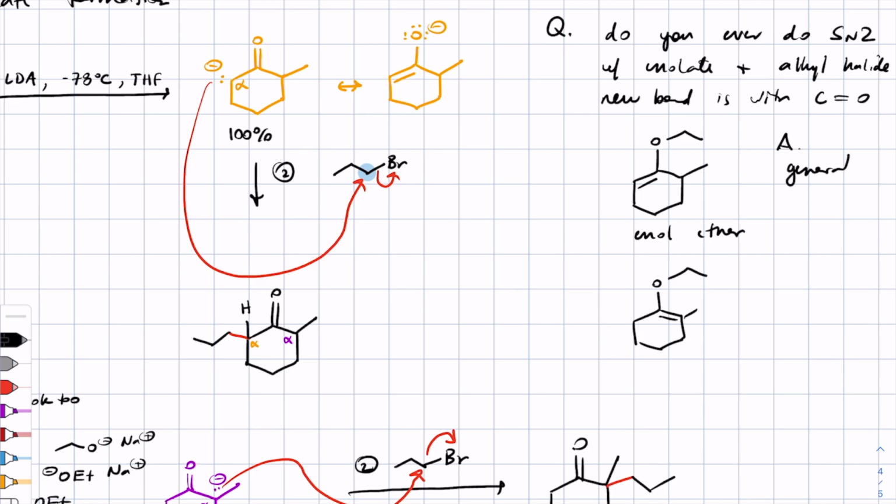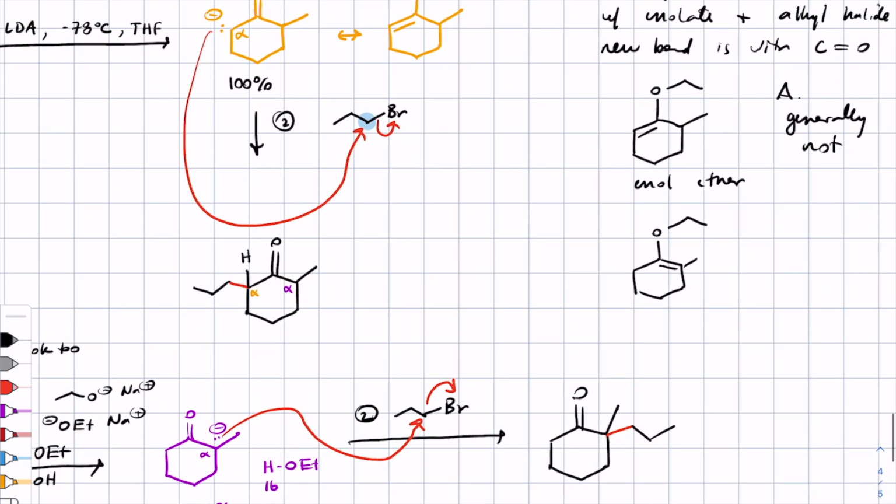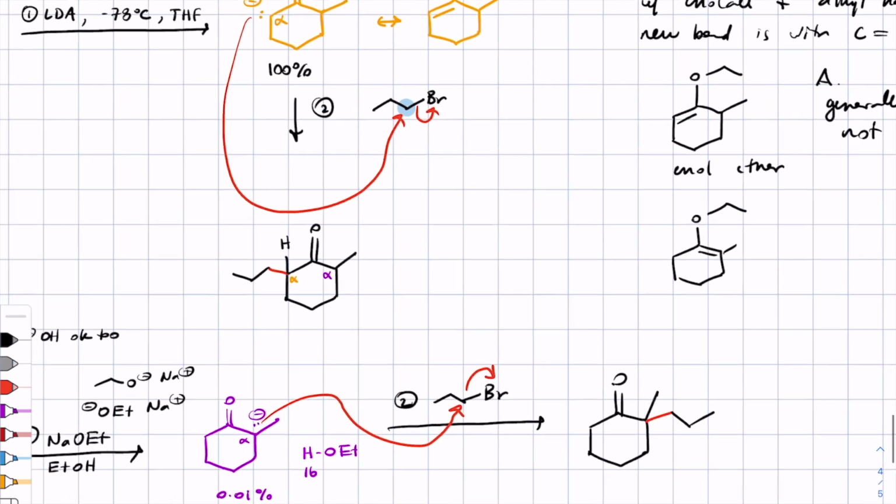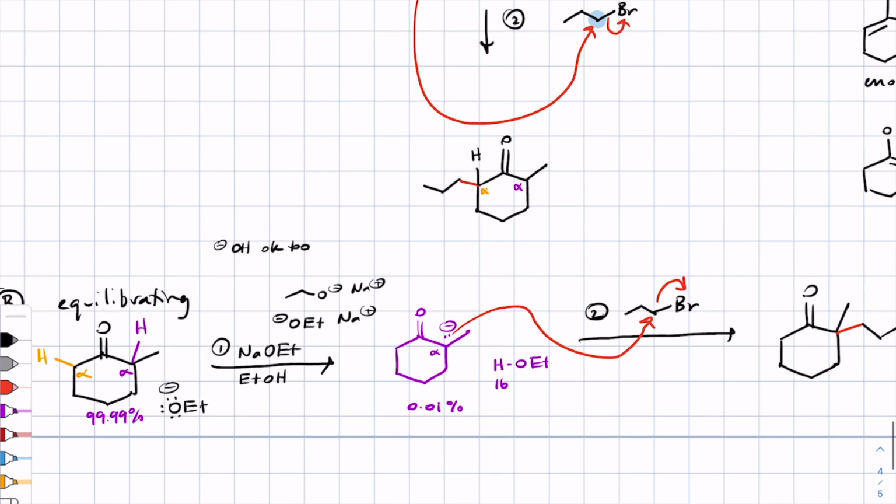And I can tell you why, but maybe I'll hold off on that for just a second. So, yeah, there's a reason why this doesn't happen. You're right to be worried about it. There's something else. If I try this and I've got 99% ketone and 0.01% enolate, how much ethoxide do I have?